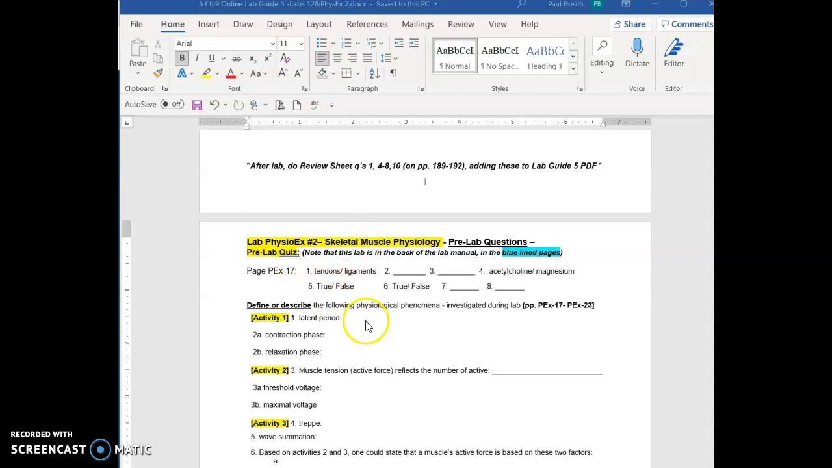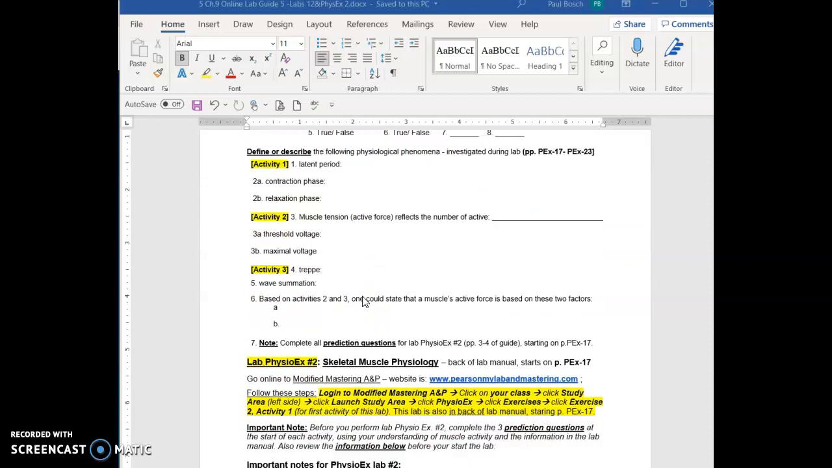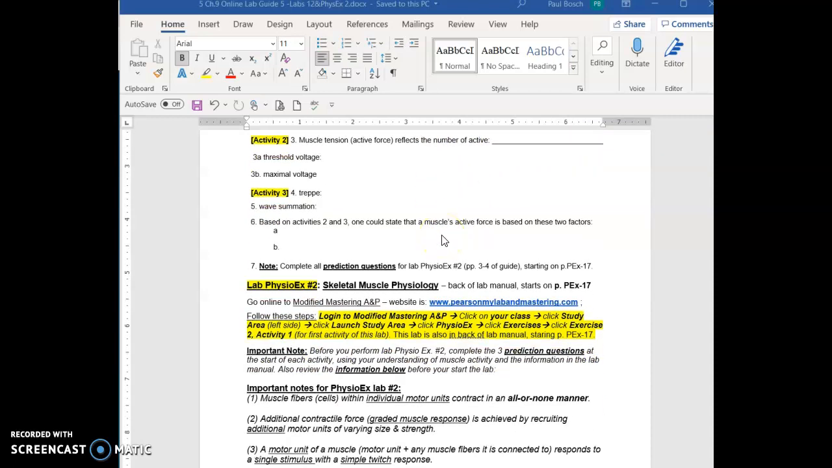But you do have to go on, so you can just read from the book to answer these questions. Also from your lecture, we talk about latent period and wave summation. That's all in your lecture as well. So you can get the information both from your lab manual and from the lecture. It's between pages PEX 17 to PEX 23. So the blue line pages in the back.